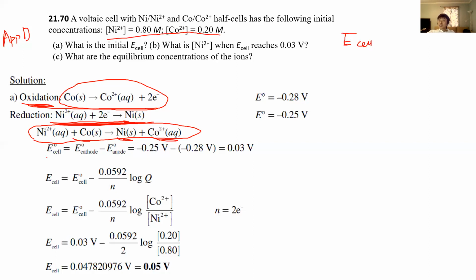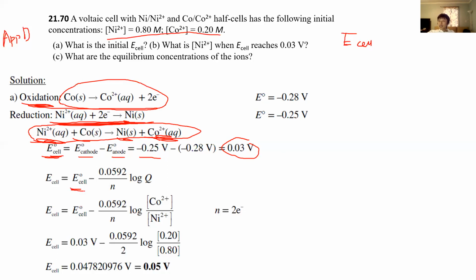And the standard E cell is equal to the standard half cell potential on the cathode minus that on the anode. So the result is 0.03. So that's the standard E cell potential. That means that if both the aqueous nickel and the cobalt are at standard condition, 1 molar, the reaction is going to be spontaneous.